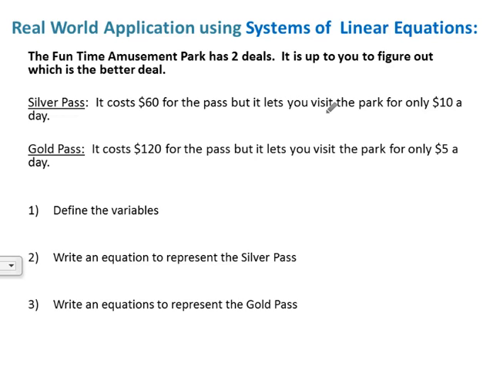So the first deal is a silver pass. And the silver pass, it will cost you $60 for the pass. So $60 for the pass, but it lets you visit the park for only $10 a day. So what that means is you would pay $60 to get this pass, and then once you have the pass, each time you go to the amusement park, you would pay $10 to get in.